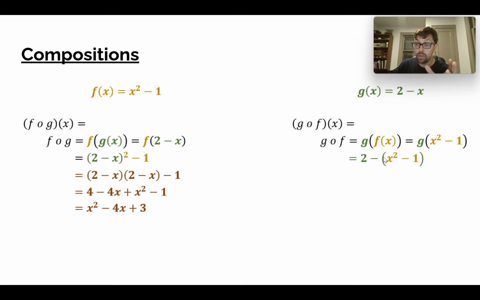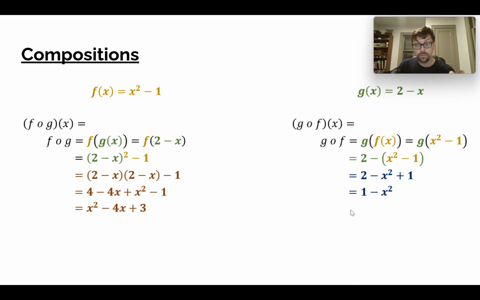We want to subtract all of whatever f of x is, replacing that x with parentheses around the x squared minus 1. And then we can distribute that negative into there. So we get 2 minus x squared now plus 1. And then it's just a matter of putting that 2 and that 1 together. So we get 3 minus x squared.